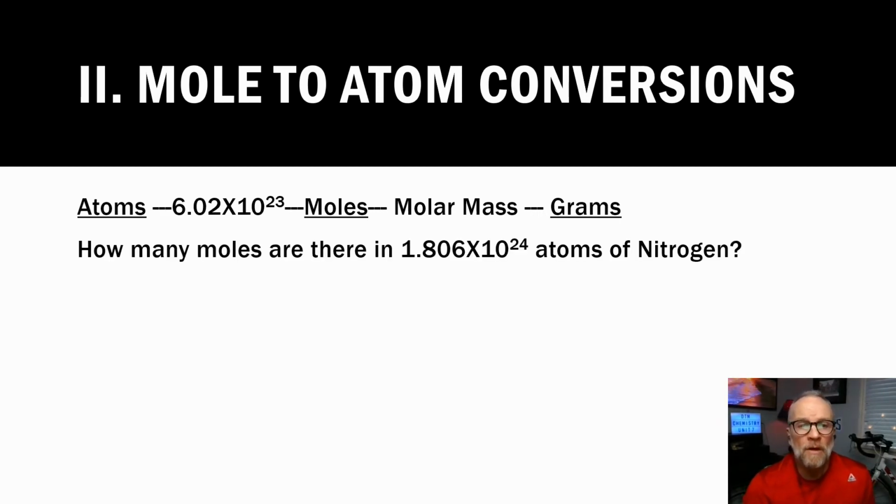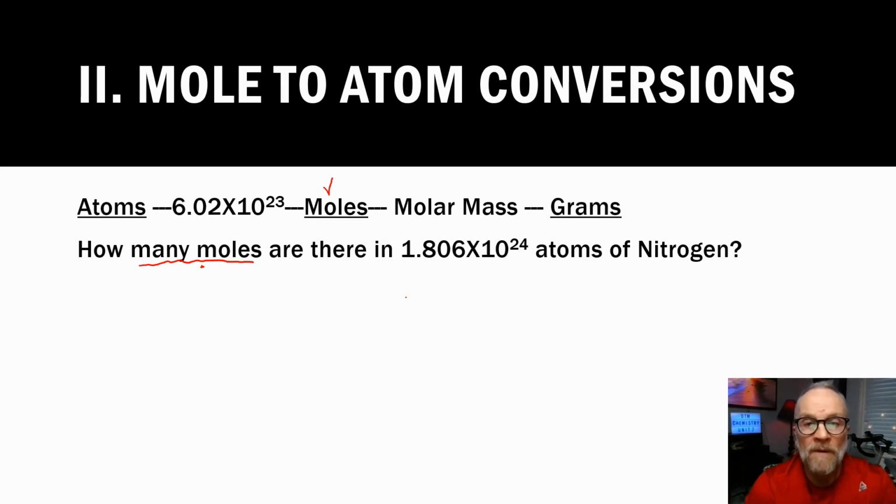Okay, so this first problem says how many moles are there in 1.806 times 10 to the 24th atoms of nitrogen. And so I'm going to use a method called the factor label method that we used to make our metric conversions earlier in the group of lessons when we did metric to metric conversions. And this will serve you well in all these different types of chemical conversions. And so let's pick up our pen here. The very first thing that we're going to do is underline what we're solving for. So we're solving for moles. So we're solving for this guy right here.